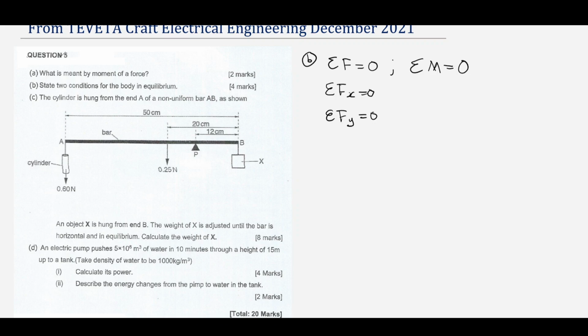The part C says the cylinder is hung from the end A of a non-uniform bar AB as shown. So that is the non-uniform bar. Then it continues to say an object X, is this one here, is hung from end B. The weight of X is adjusted until the bar is horizontal and in equilibrium. Calculate the weight of X.